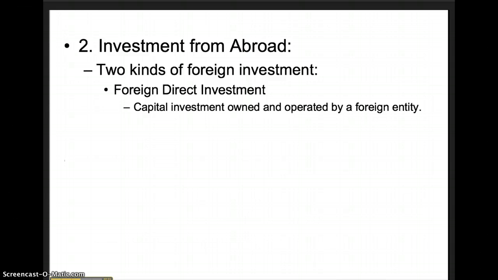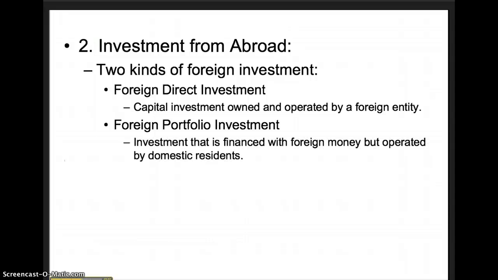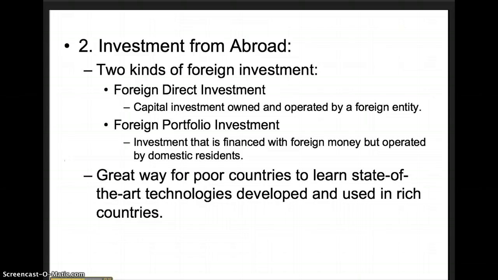The other type of foreign investment is called foreign portfolio investment, which is an investment that's financed with foreign money but operated by domestic residents. An example of this would be an American investing in a company in Taiwan whose day-to-day activities are operated by Taiwanese residents. Investment from abroad is a great way for poor countries to learn state-of-the-art technologies developed and used in rich countries. Rather than developing the technology themselves, they are able to duplicate existing production technology to work in their own markets.